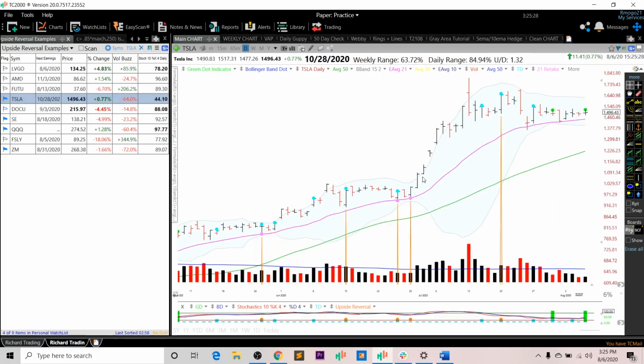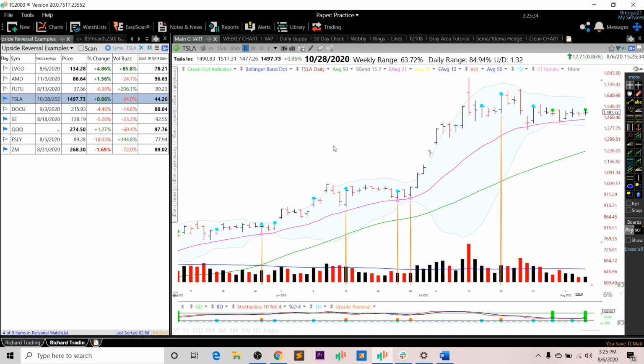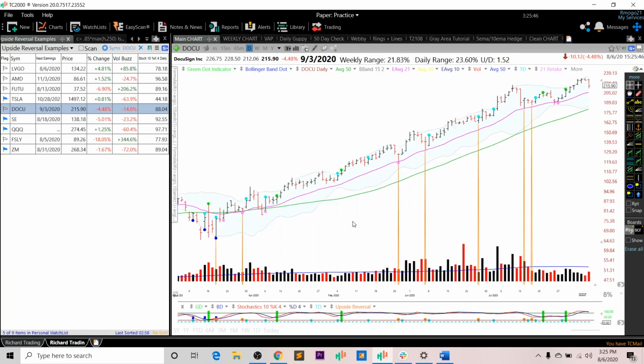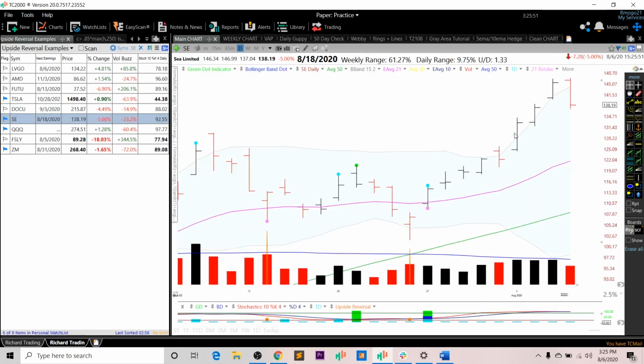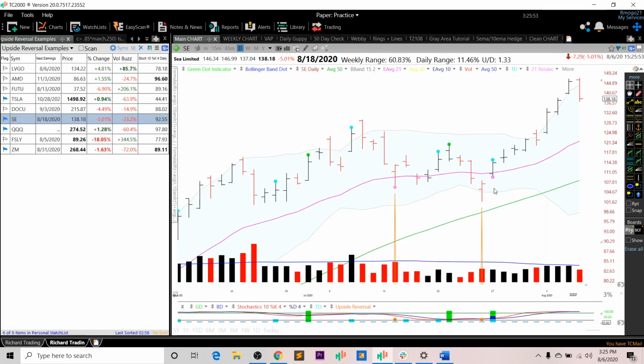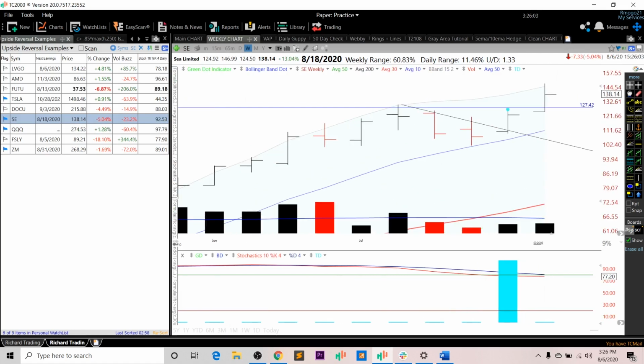Tesla had a few right before the huge breakout, and I actually did buy it on this day because it retook the green line. And once again, I like to see the indicators all align on the same few bars. Docusign, as I said, also had a few nice upside reversals on the 27th. SE had a few recent ones right near the bottom of the base, and this one in particular was a really nice one because it also coincided with a bounce off the 10-week moving average.